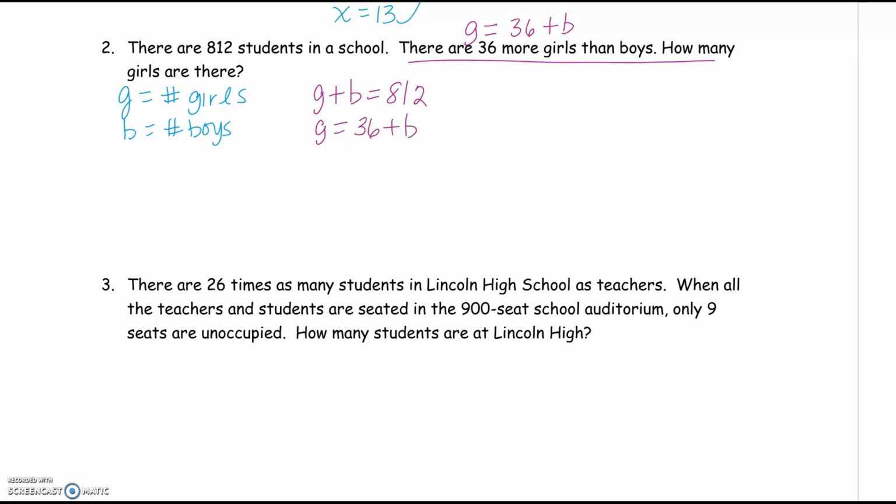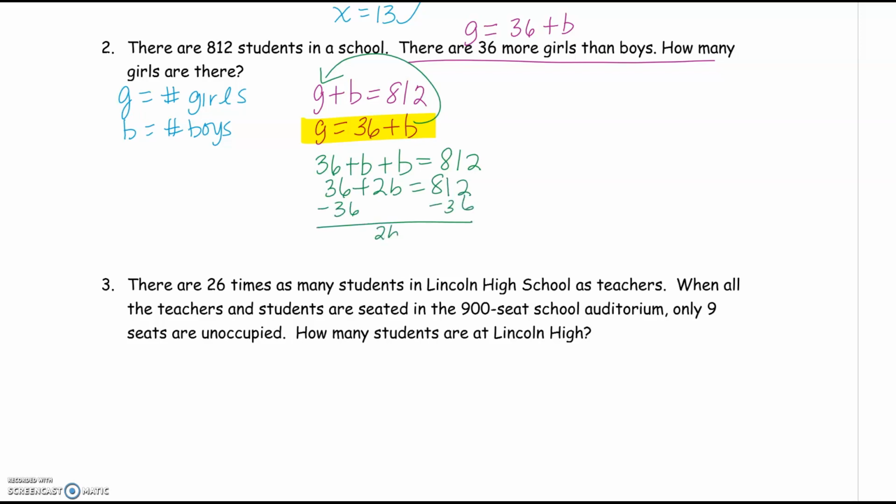Since this is already solved in terms of G, it makes sense to substitute. Wherever there's a G, I'm going to substitute in 36 plus B, plus that B equals 812. Now combine like terms: 36 plus 2B equals 812. Subtract your 36, and you get 2B equals 776.